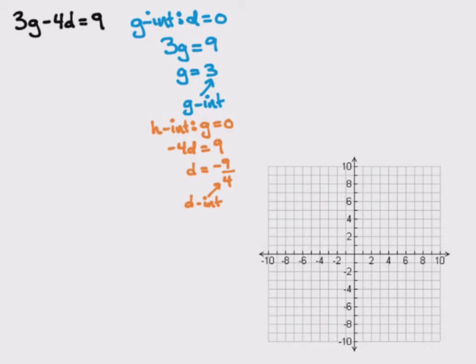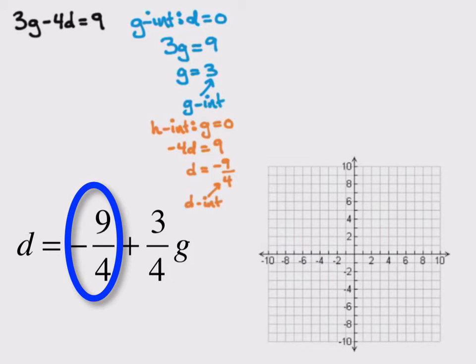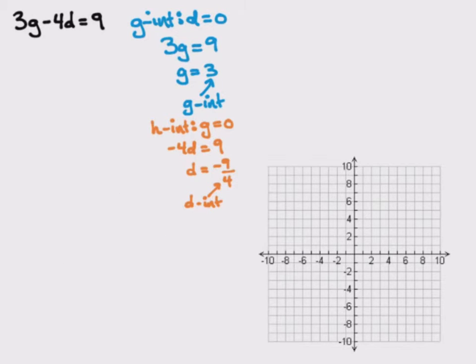Now the question is, what should be our dependent variable and what should be our independent variable? Well, note, if we solve for d and make d our dependent variable, we're going to have a d-intercept of negative 9/4, and we're not going to even be able to graph that without eyeballing. But if we solve for g and make g our dependent variable, we'll get a nice g-intercept of 3. And no matter what the slope is, no matter what kind of fraction, positive, negative, whatever, we can handle it as long as we have that nice intercept to start from.